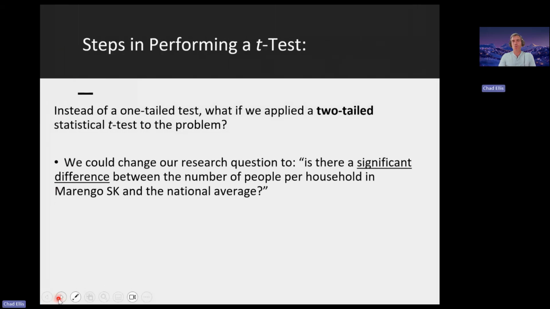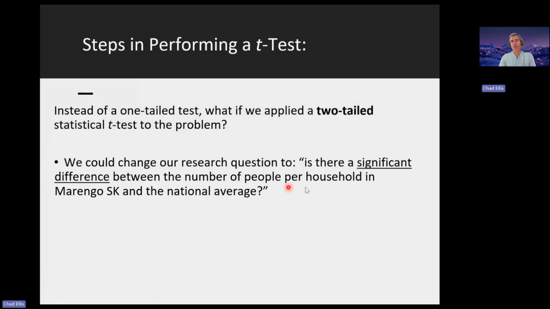Okay, so that was for a one-tailed test, but what if we slightly change the scenario or the premise of the problem, and instead of doing a one-tailed test, we did a two-tailed test. Remember, the two-tailed test doesn't care which one is bigger than the other, right? It just cares whether there is a significant difference between the sample and the overall population. So let's say we reframed our research question: is there a significant difference between the number of people per household in Marengo and the national average?